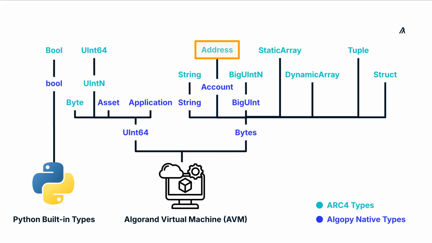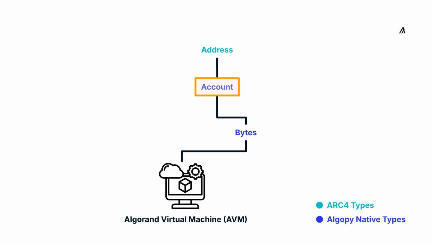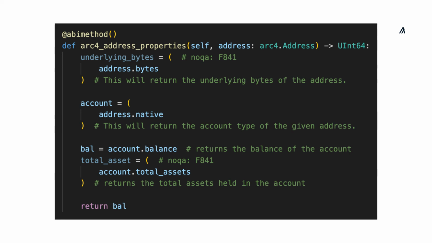The ARC4.address type is essentially an alias for a 32-byte array that represents an Algorand address. When working with accounts, you'll typically use the AlgoPy.account reference type, which provides numerous useful properties like balance and the number of assets held by the account. Let's take a look at this code example to learn how the ARC4.address type can be used.